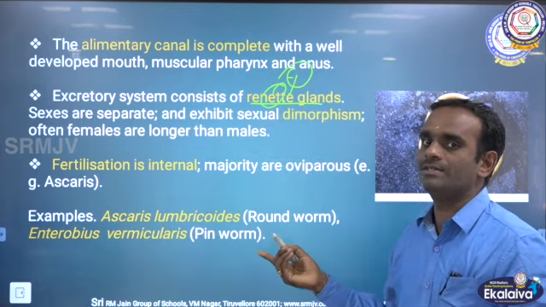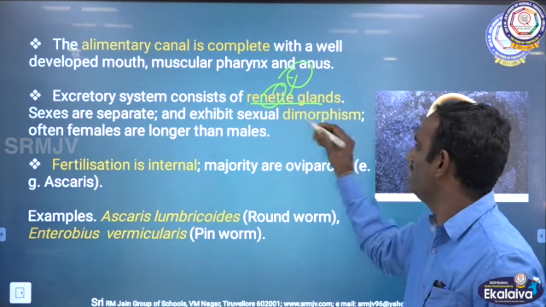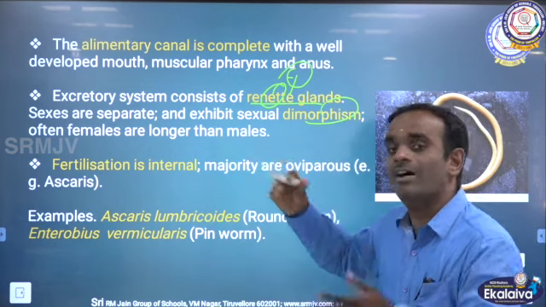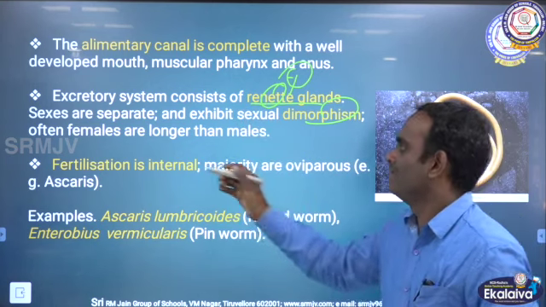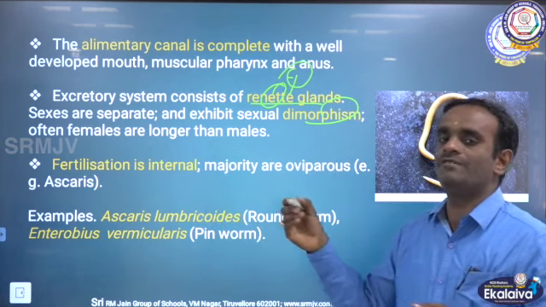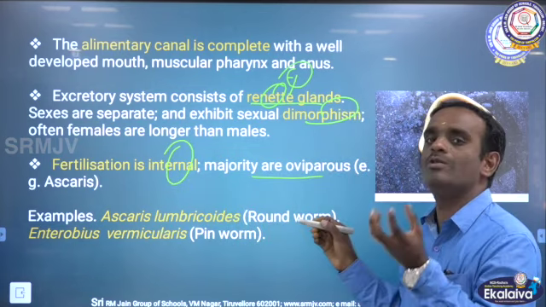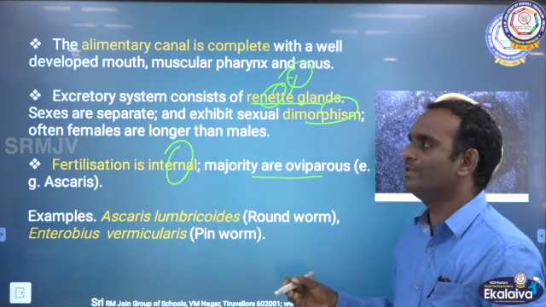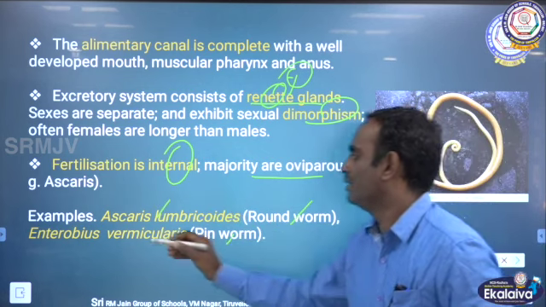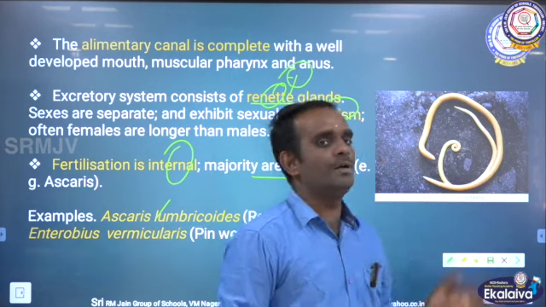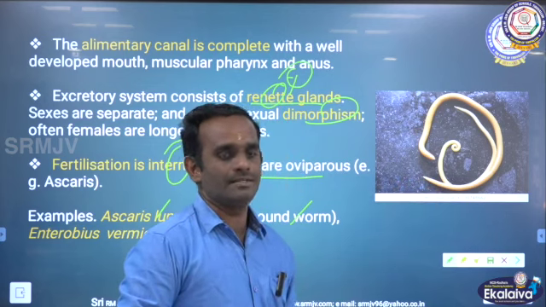Sexes are separate. So, male animal is different, female animal is different, and they exhibit sexual dimorphism. Often females are longer than the males. Females are larger in size. Fertilization is internal. So, the fusion of gametes takes place inside the body, and majority are oviparous. Examples for this are roundworm, Ascaris, and another one is pinworm. Clear? See the picture of roundworm here. Can you able to see the picture here, children? Yes.